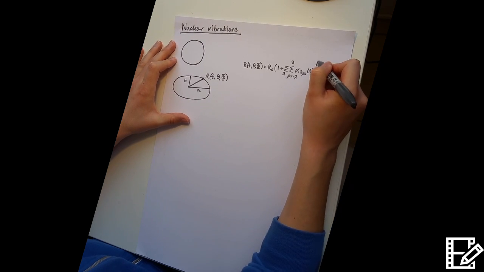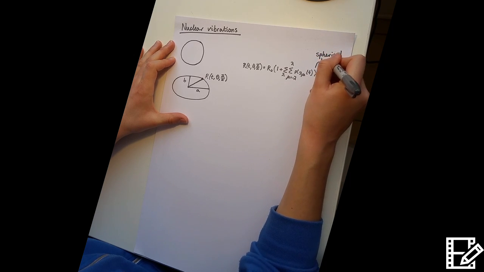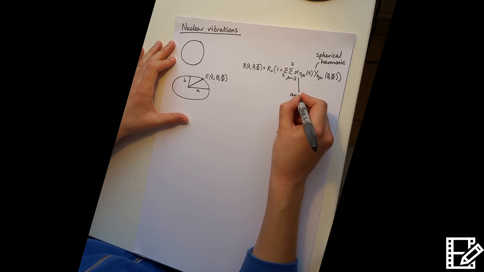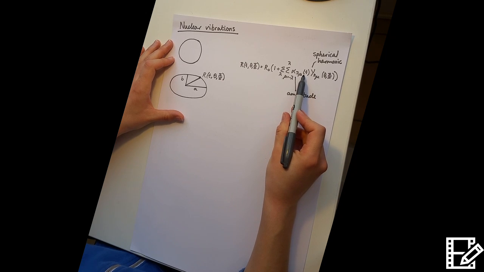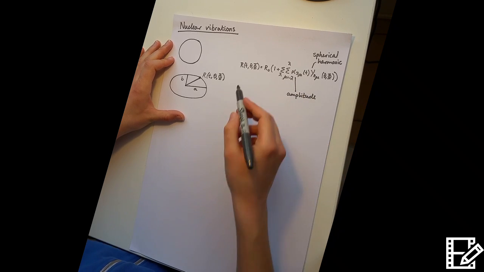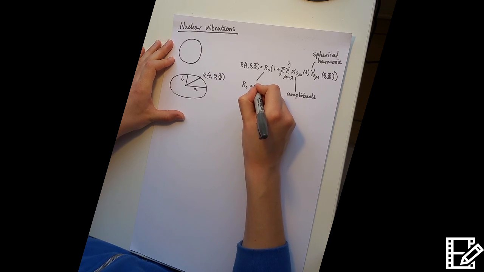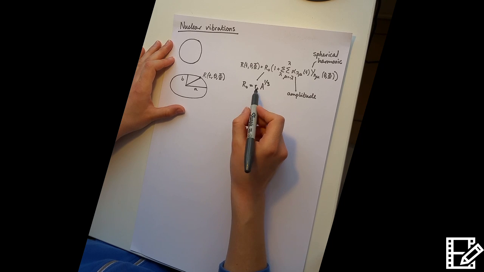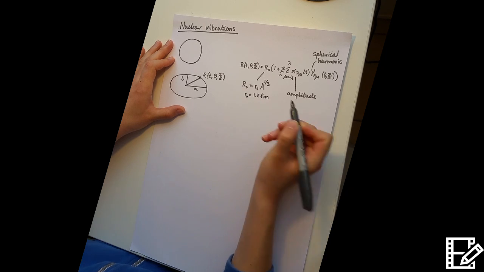This here is a spherical harmonic. The alpha is the amplitude. And the fact that alpha is dependent on time means there's a vibration. If alpha was just a constant, we would only have rotation in this case. R0 is our good old estimate of just this expression for the radius of the nucleus, where R0 is 1.2 femtometers.